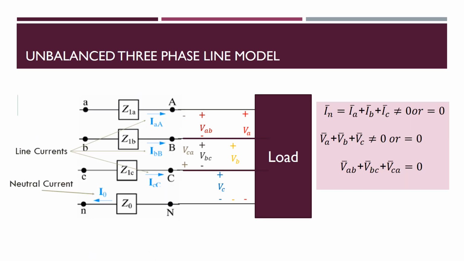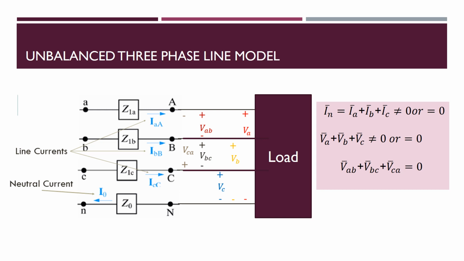Okay, so again, IN is equal to Ia plus Ib plus Ic. It could be equal to 0 if there is no neutral connection in the load. Otherwise it could be anything. But Ia, Ib, Ic couldn't be placed at 120 degrees.